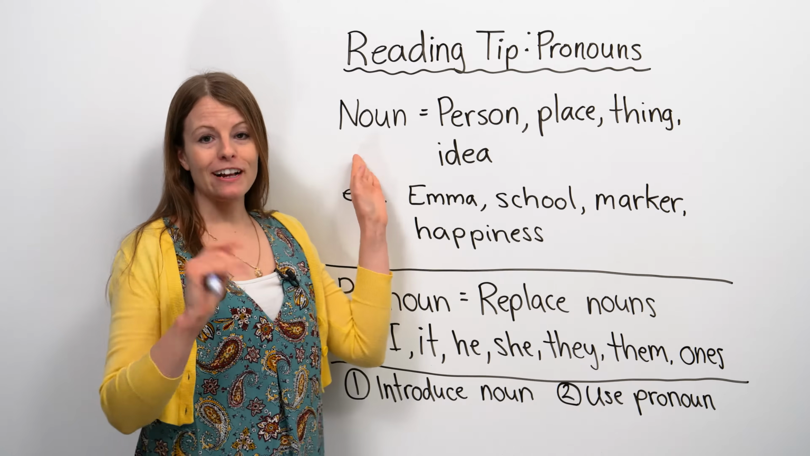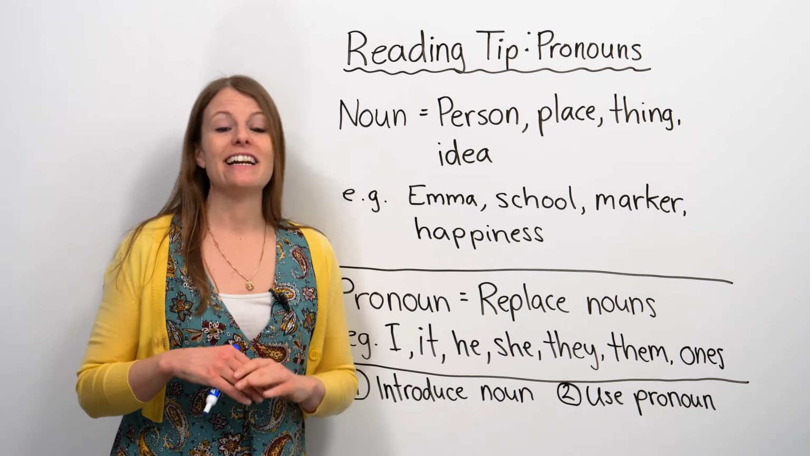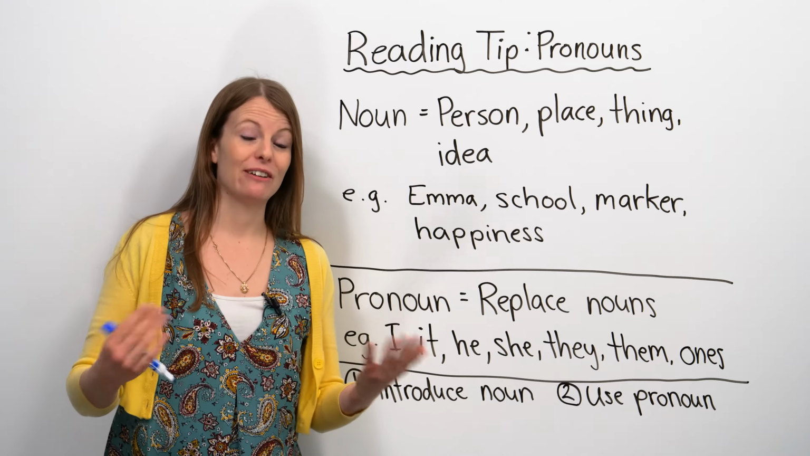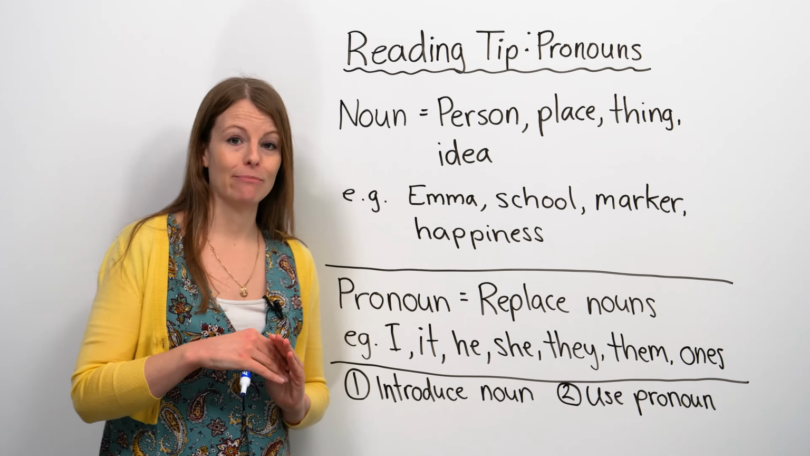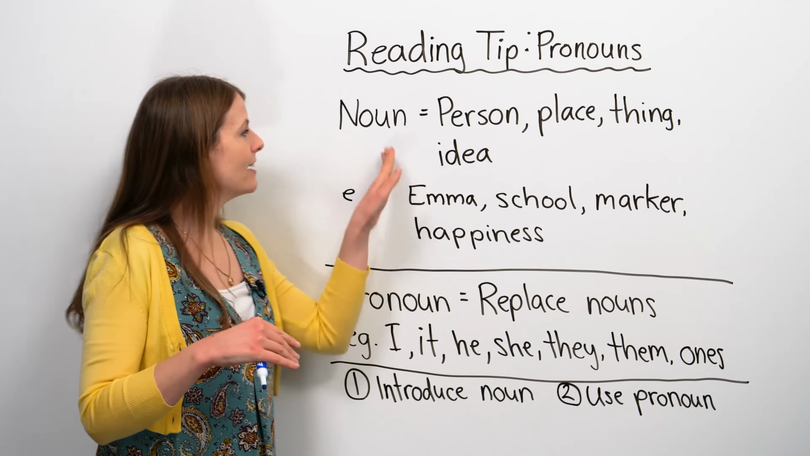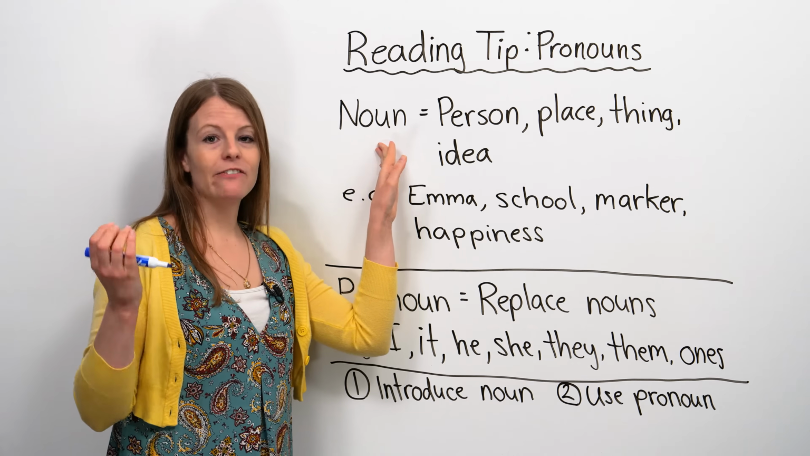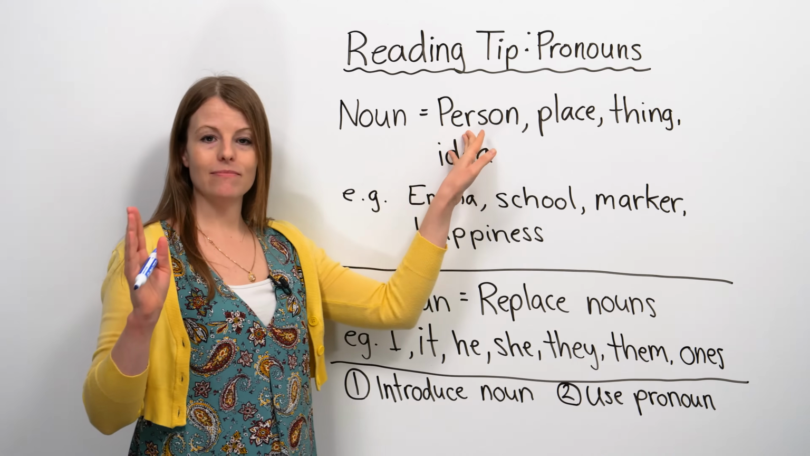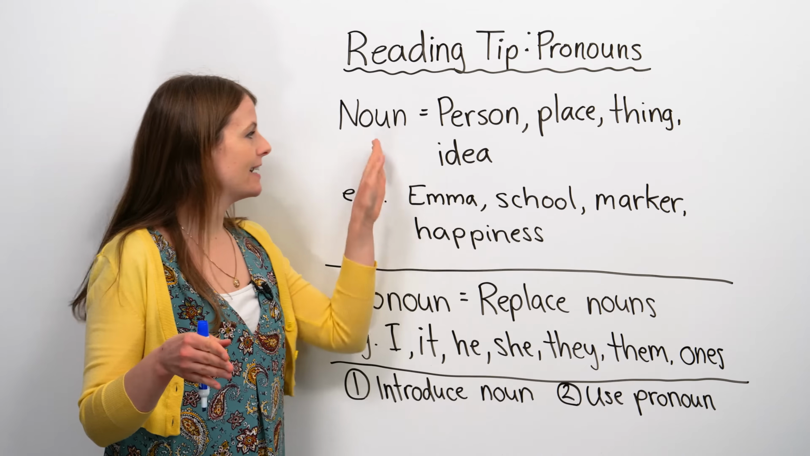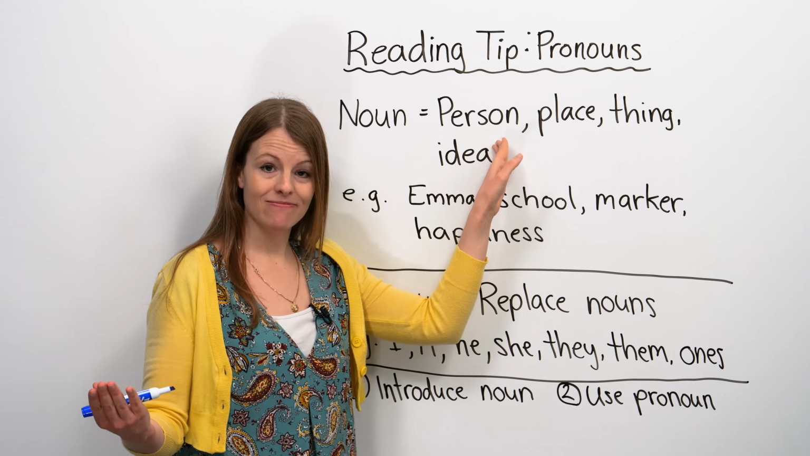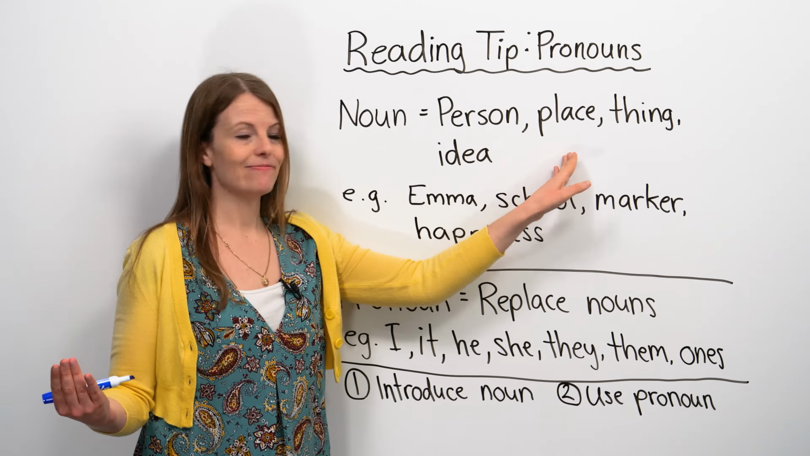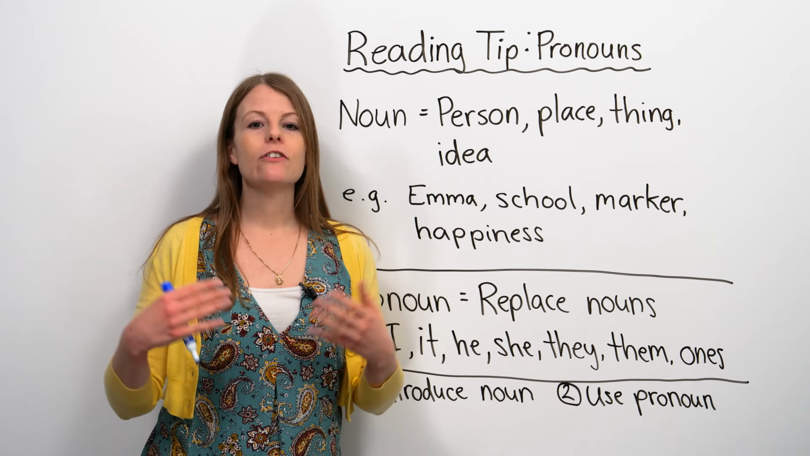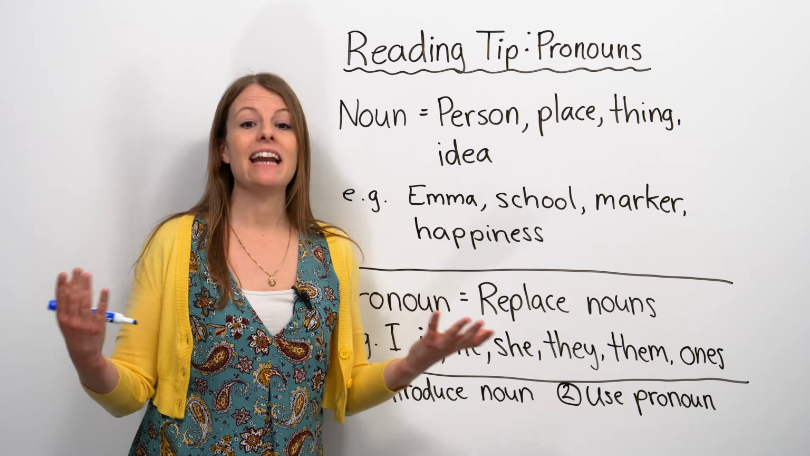So the first thing I want to do is tell you what a noun is, because by knowing what a noun is, you're going to understand what a pronoun is. And that's the very first step to reading better. I have here a very, very simple definition of a noun, okay? A noun can be a person, it can be a place, it can be a thing, it can be an idea, it can be an object. So all of these things can be nouns.